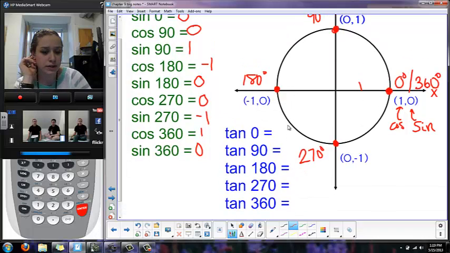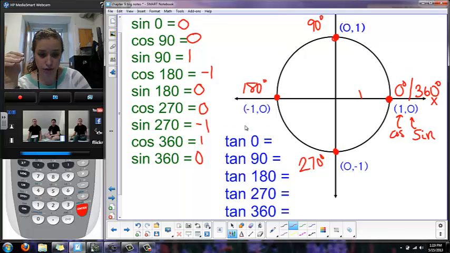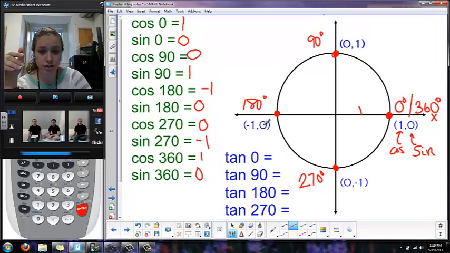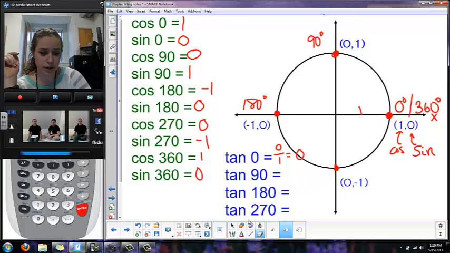Now we're going to think about tangent. Okay. So the tangent of 0, you already know that tangent is sine over cosine, right? So the tangent of 0 is sine of 0, which is 0, divided by cosine of 0, sine over cosine, 0 over 1, that is equal to 0. I'm going to move that 270 because it's going to be in my way.